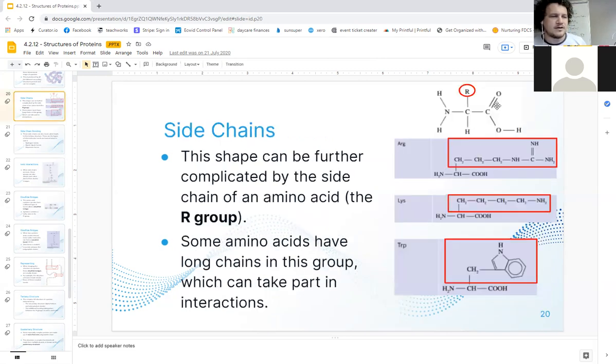So now the R groups, some of them are long, some of them are more reactive than others. And for lack of a better term, flapping about, and they can then interact with each other and further twist and contort the protein into its 3D shape.